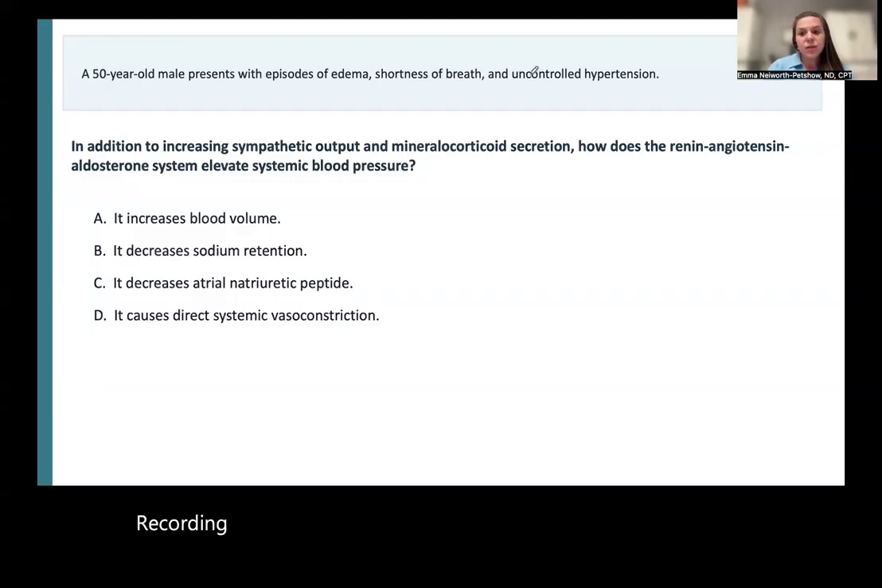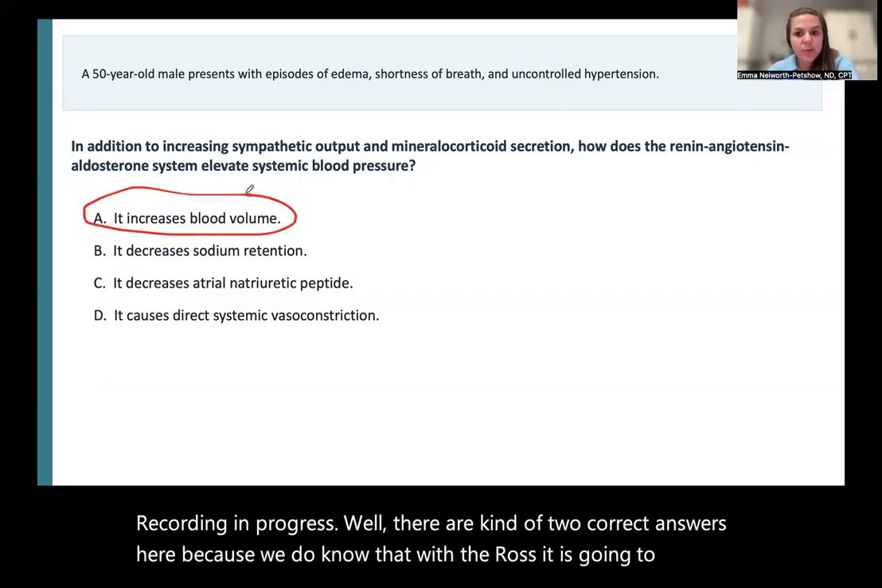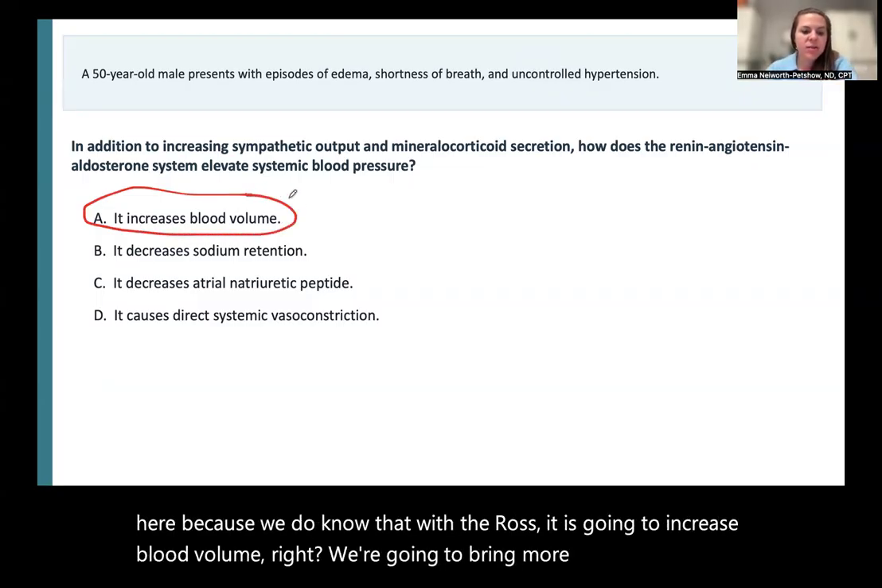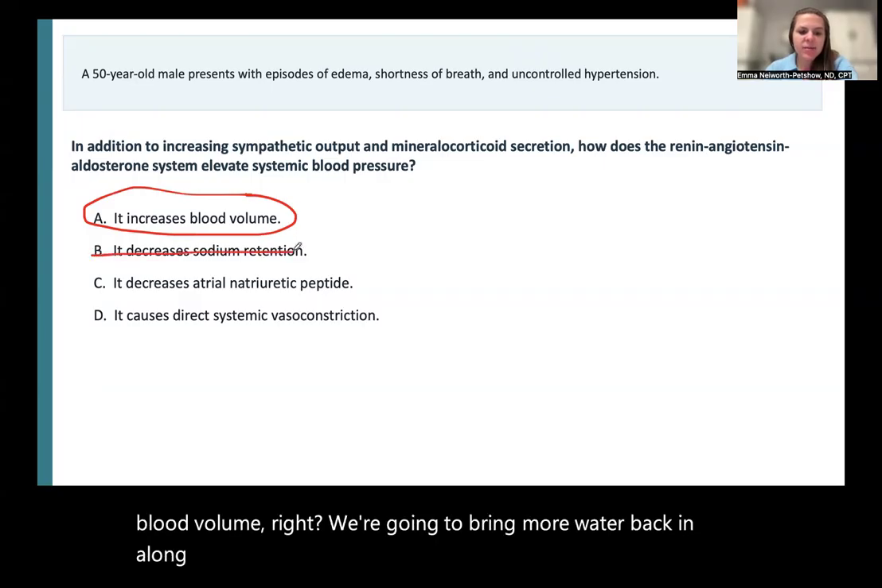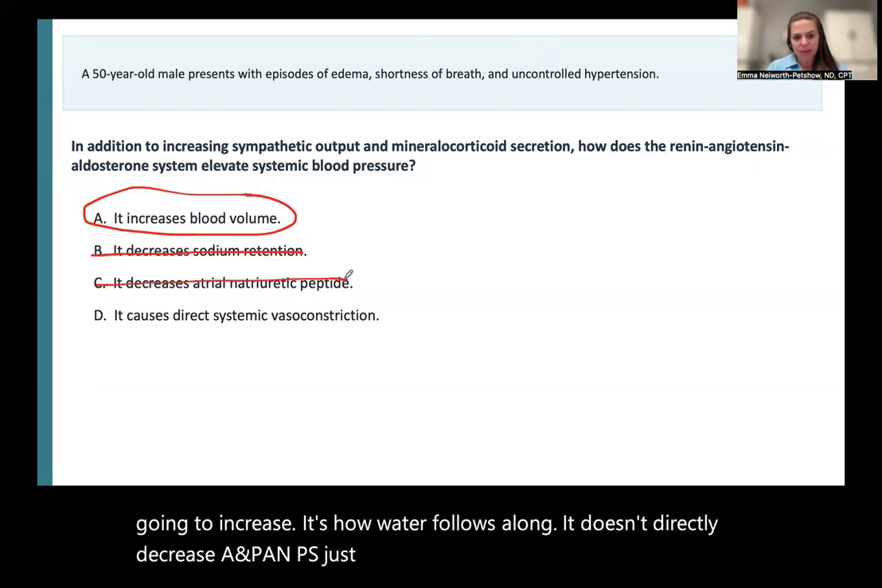Well, there are kind of two correct answers here, because we do know that with the RAAS, it is going to increase blood volume, right? We're going to bring more water back in along with sodium. It's not going to decrease sodium retention, it's going to increase it. That's how water follows along. It doesn't directly decrease ANP. ANP is just not released, and ANP lowers blood pressure.